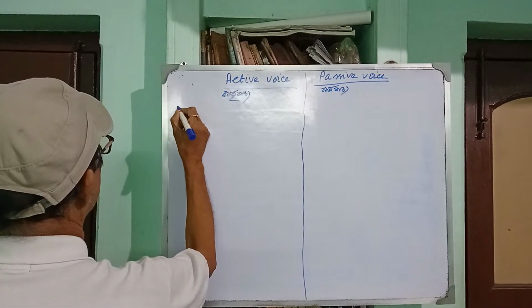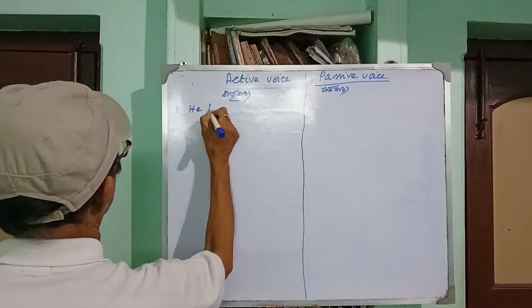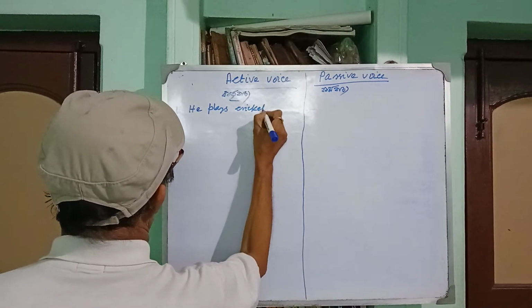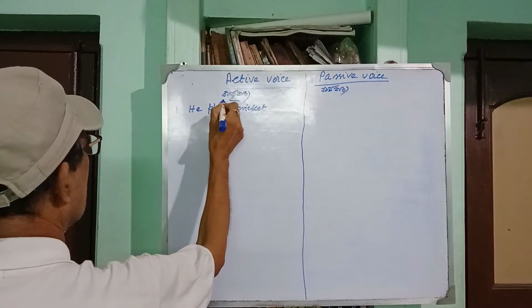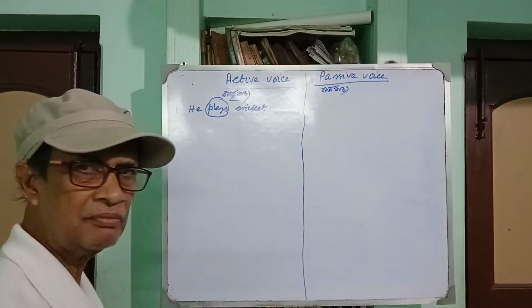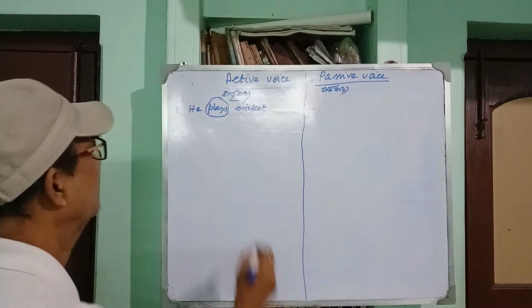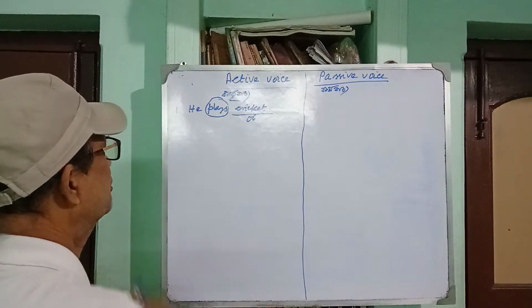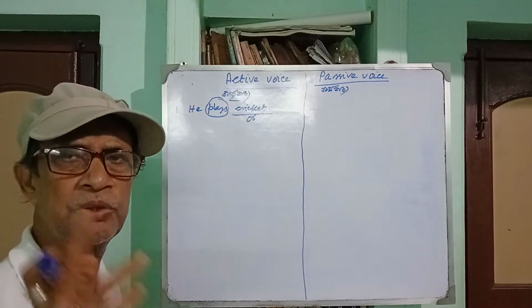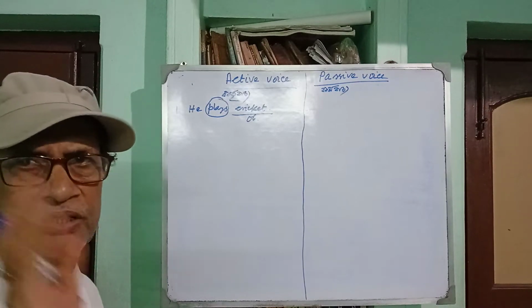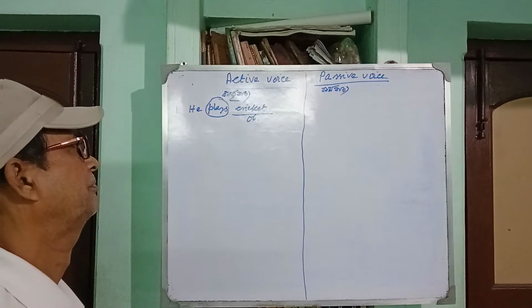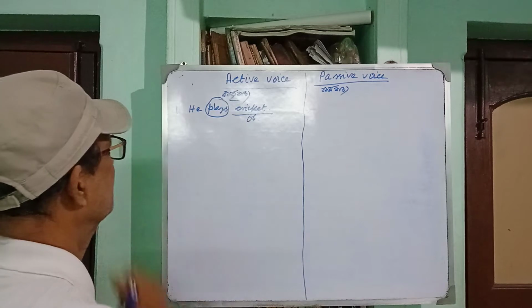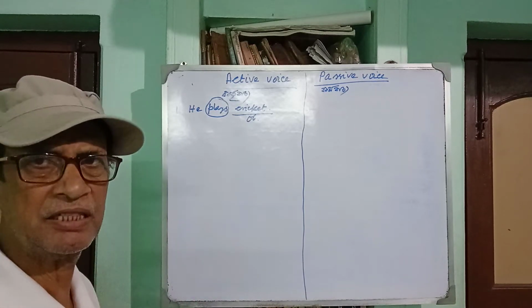For example, he plays cricket. Plays is the finite verb or principal verb, and cricket is the object. Because if you ask plays what, it will give you the answer cricket. So cricket is the direct object. Now try to transform this sentence into passive voice.